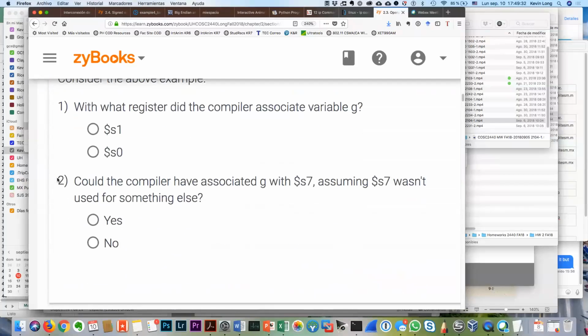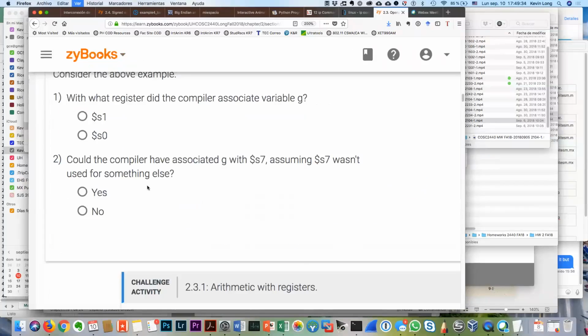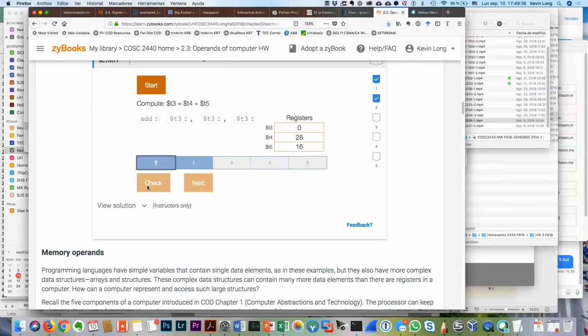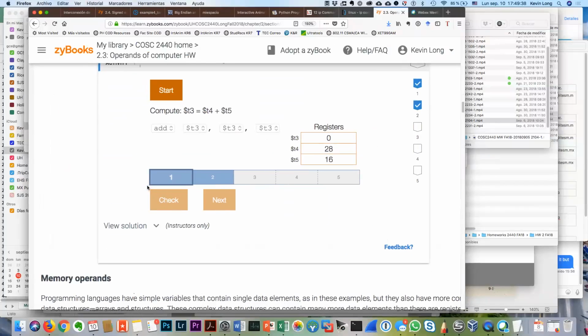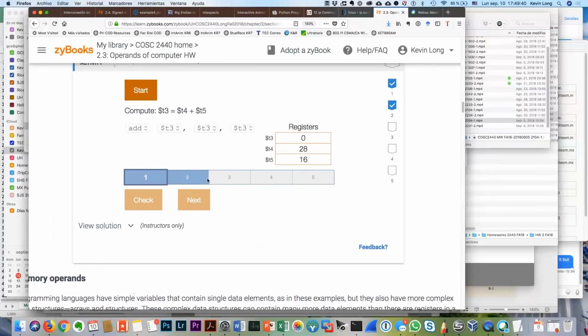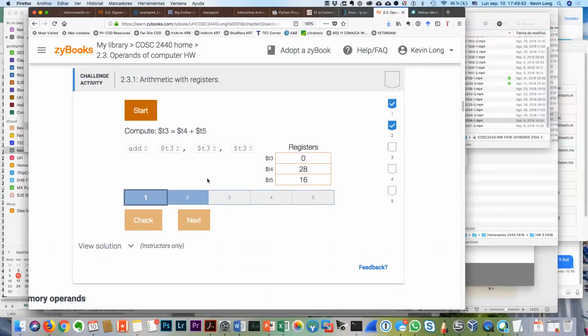Okay, let's shrink down a little bit and try a couple of exercises here. Suppose we have T3 is equal to T4 plus T5, and T3 has 0. Currently, T4 and T5 have 28 plus 16. So what's the right assembler line of code to convert this quasi-C language into assembler? Well, the instruction is going to be easy. They only give us one choice.